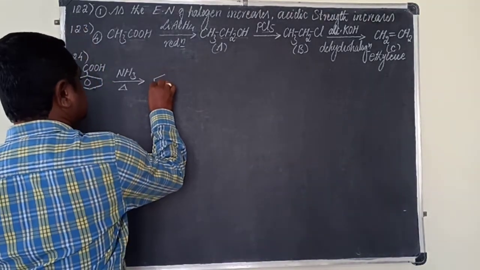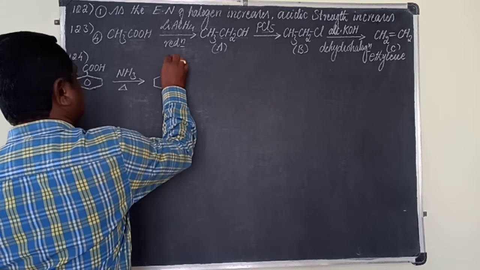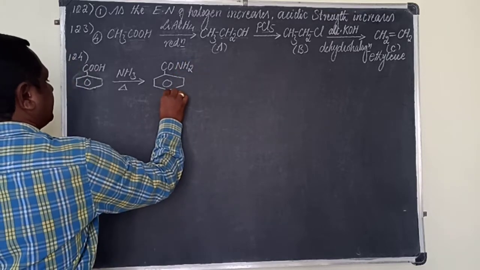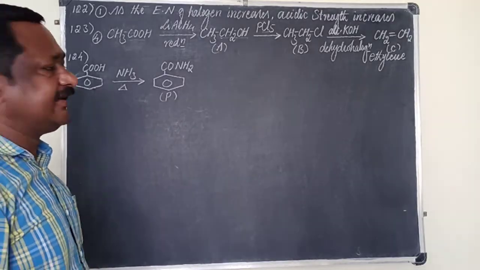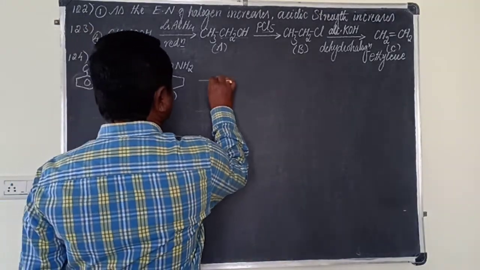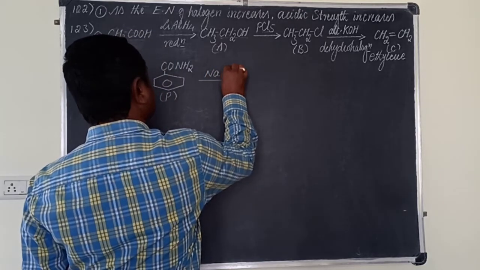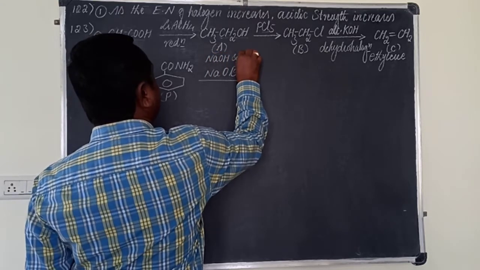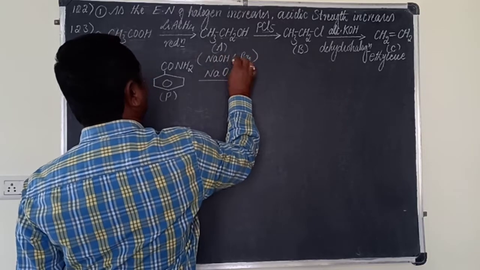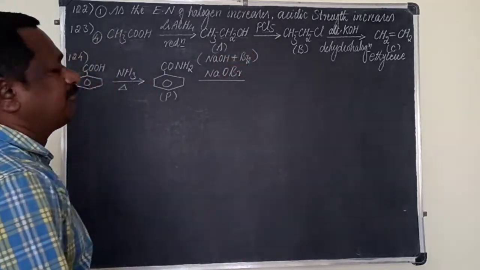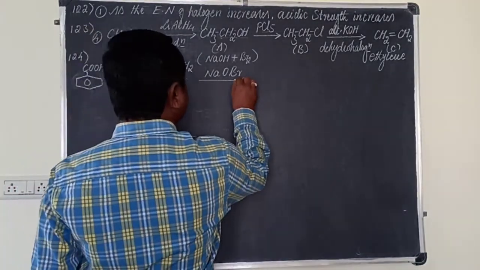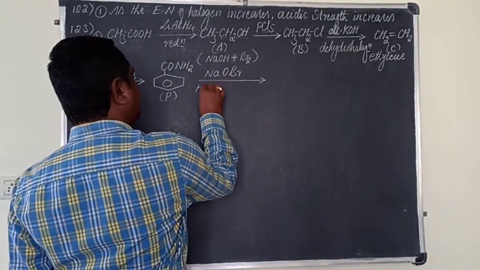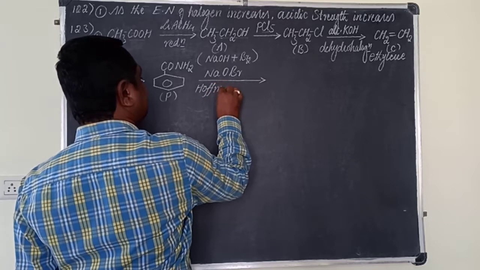We get C6H5CONH2, benzamide. Okay, now this is P. Benzamide, C6H5CONH2, is treated with NaOBr, which is a mixture of sodium hydroxide and bromine. Next, amines: the preparation of primary amines from an acid amide. The reaction is Hoffmann's bromamide reaction, or Hoffmann's degradation.